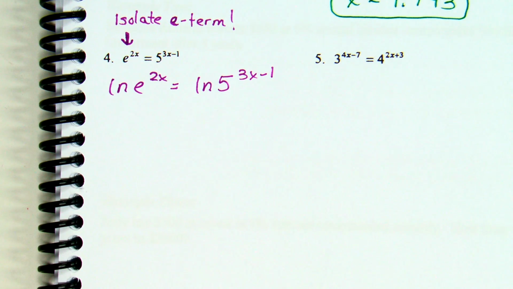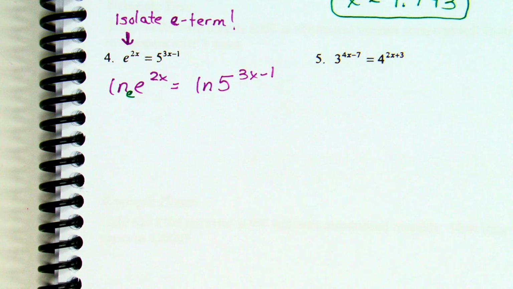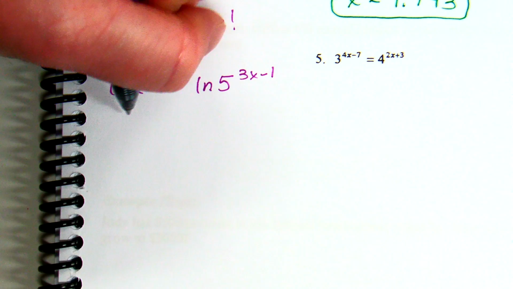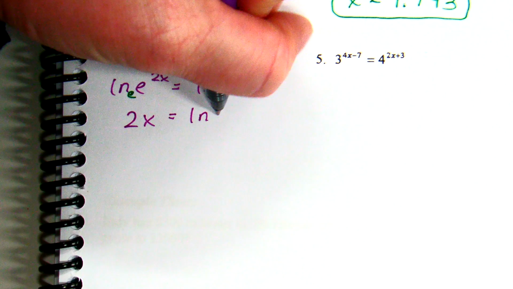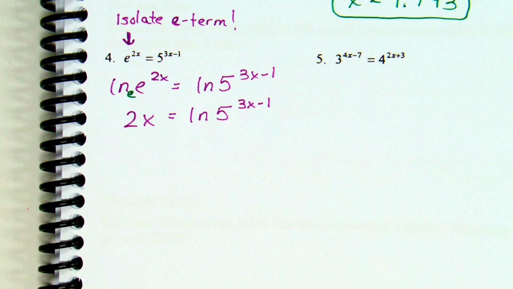There's something special that happens on that left side if you remember all your rules. Because natural log is base e, and the inside has a base of e. Natural log base e of e to the 2x is just equivalent to 2x, that power of 2x. So this problem really becomes 2x equals the natural log of 5 to the 3x minus 1.